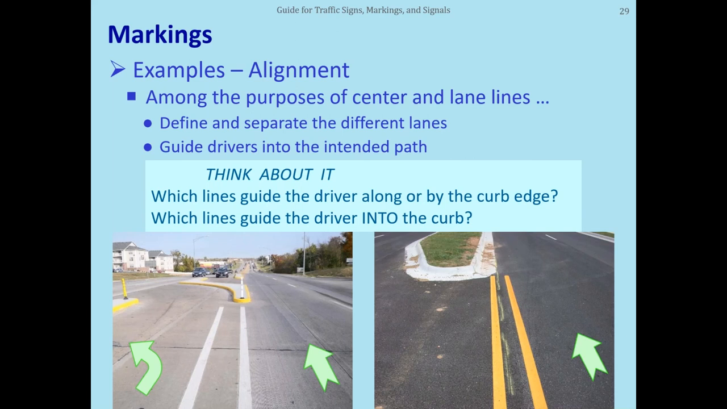Well, which of these installations takes drivers where you intend them to go ahead, and which one doesn't? Over on the right, you see that the center line guides drivers and their vehicles past the edge of the curb. Whereas on the left photo, the line leads a driver and their vehicle right into the end of the median nose. So we've got a poorly placed lane line here.